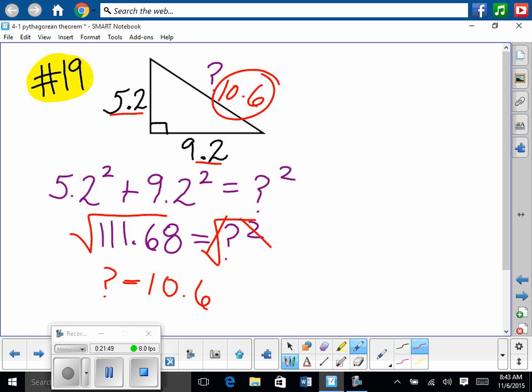Okay, so as you go through, be very careful. Just be really careful. If you're given the hypotenuse, make sure you plug it in on the right side of the equation. You should be plugging it in right there if you're given the hypotenuse across from the 90 degrees. And then algebraically solve for question mark otherwise.